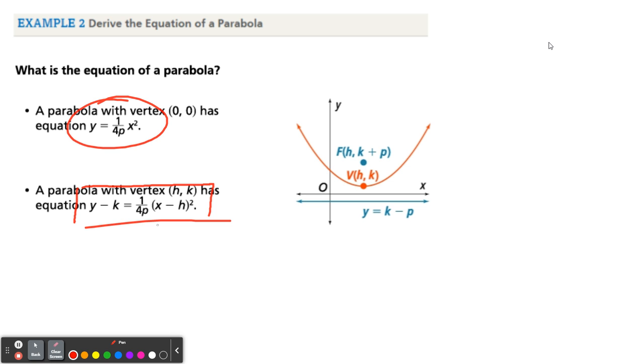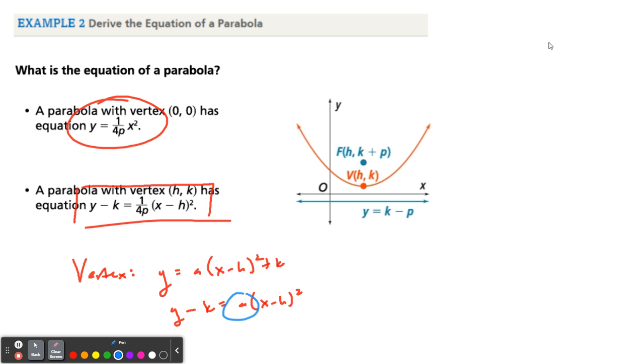Now, you might know vertex form from your days in Algebra 1: y equals a times (x minus h) squared plus k. So this is exactly the same formula. All they did was move the k over by subtracting it. And the a value that we typically use is just 1 over 4p. So it's the same formula. Okay, so there we go.